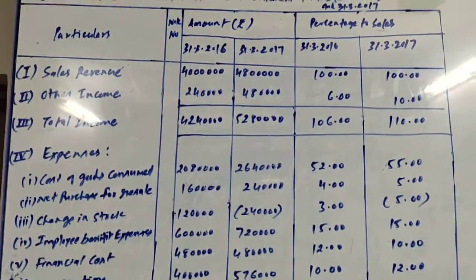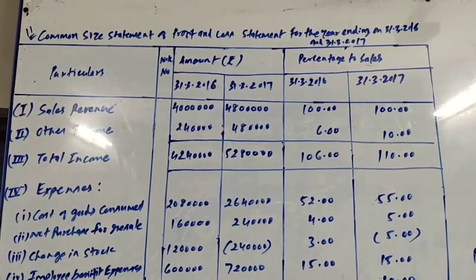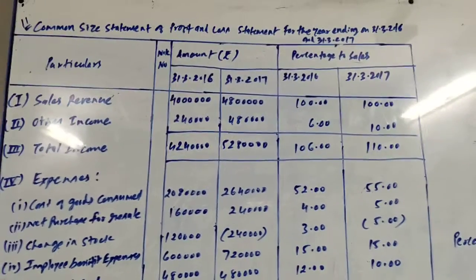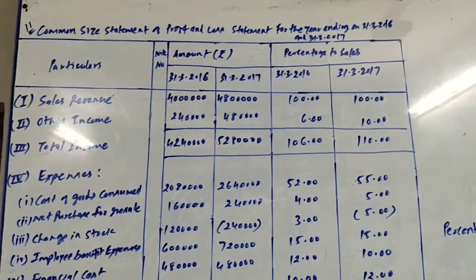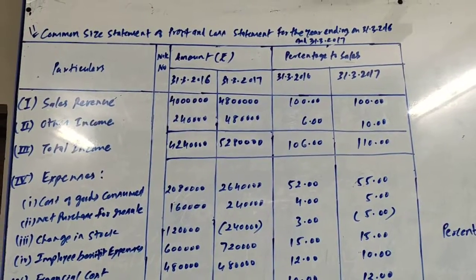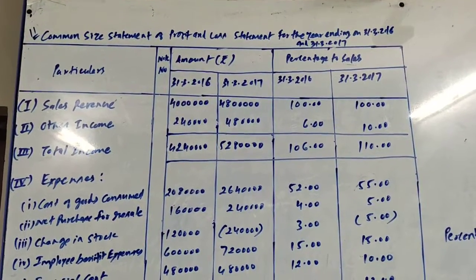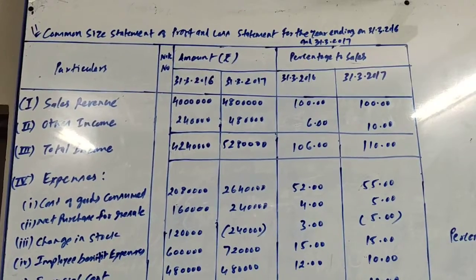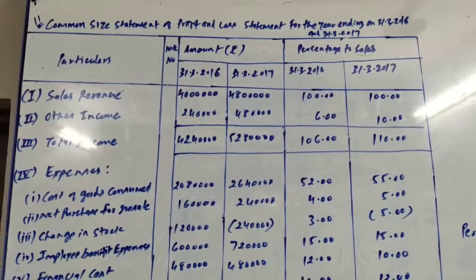The first item given to us is sales revenue, which is 40 lakh for the previous year and 48 lakh for the current year. As we know, while preparing a common size statement, sales is considered as the base, so it is going to be 100%. So in both the columns of percentage, 100% will come.